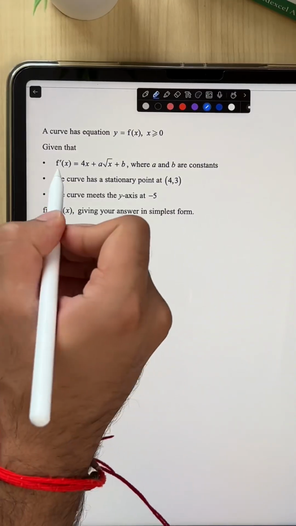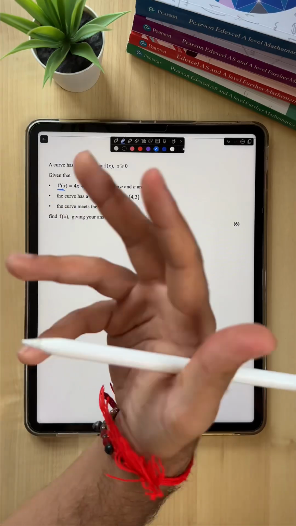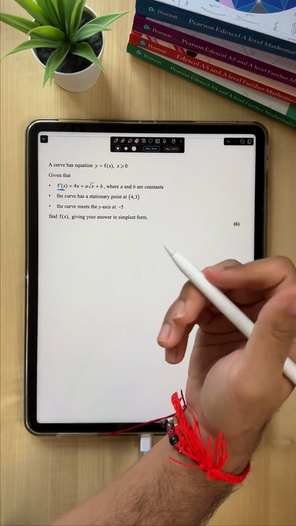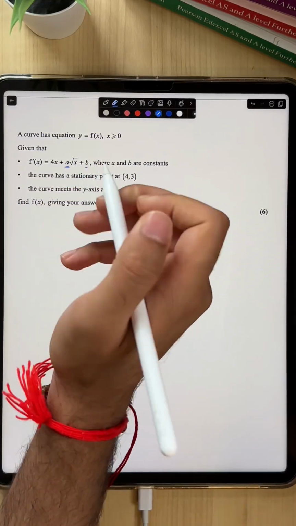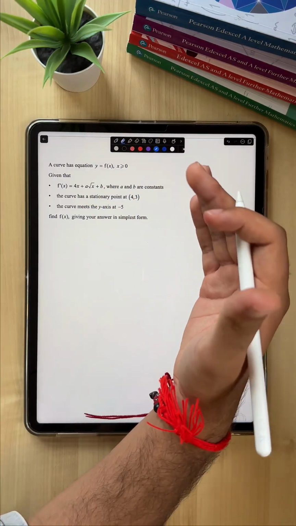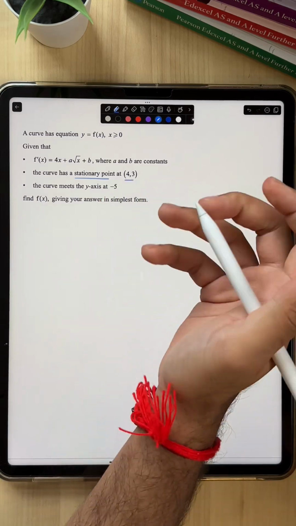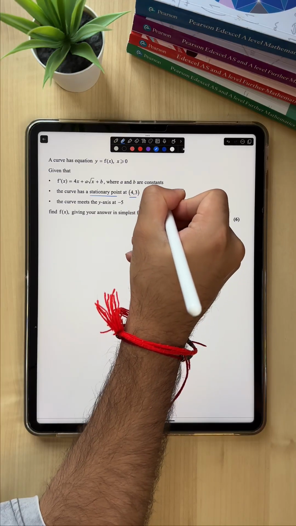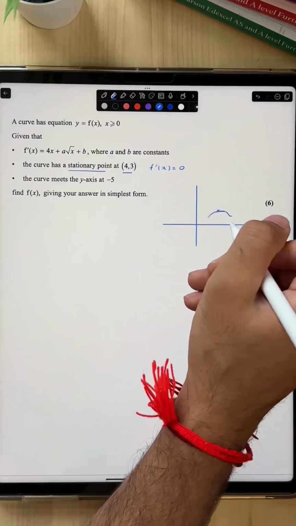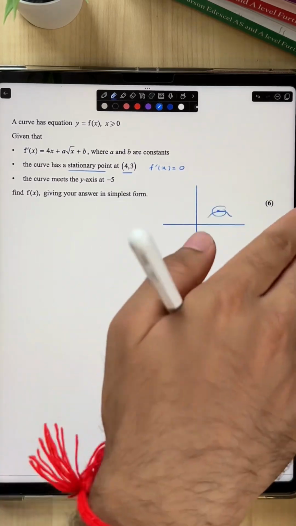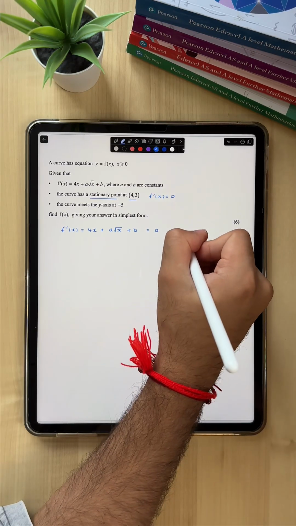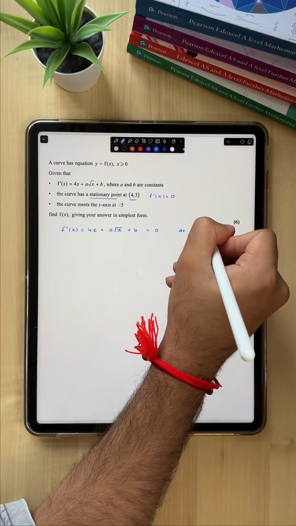f of x is of course the integral of the derivative, f dash of x, or f prime, whatever you want to call it, but we need to figure out what these a and b constants are. So let's work with the information that we know. The curve has a stationary point at 4, 3. Of course, a stationary point is where the derivative is 0. Momentarily at that point, the gradient is 0. So this expression equals 0 at the point 4, 3, which is your x and y coordinate.